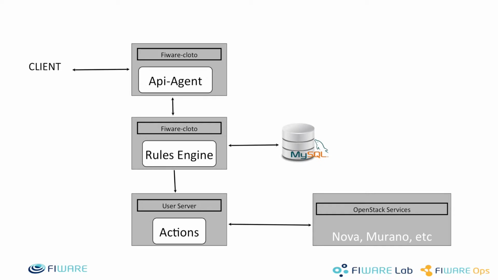This is the basic scheme of the Policy Manager. One client interacts with the API, and the API interacts with the rule engine, which recovers data from the database and stores new data on it, recovering rules or inserting new rules. The rules engine also interacts with action components that launch actions to the OpenStack service.